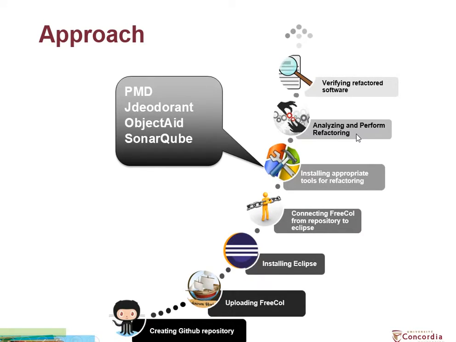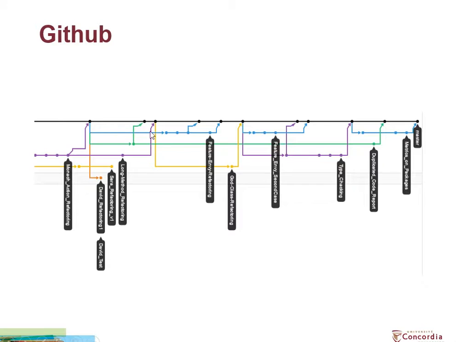For each refactoring, we created a separate branch. And after refactoring, we analyze it, test it, and after verifying and making sure that everything is okay, we merge the branch with the master branch. And as you see here, this is the process of our work. These are the branches for each refactoring, and this is the master branch here.